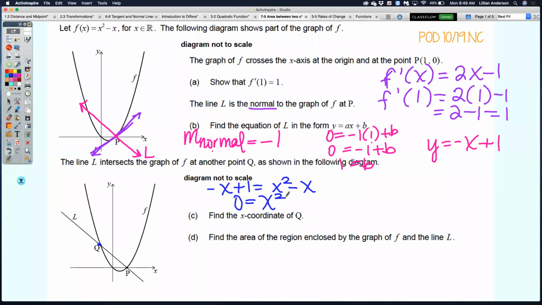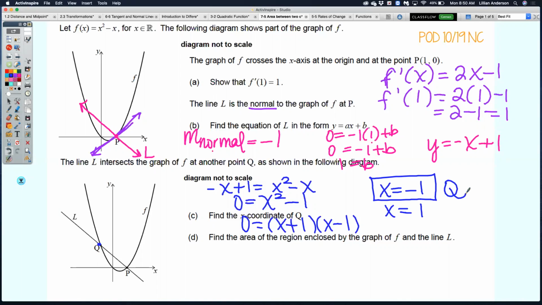Get everything to one side. If I add x over, the x goes away. If I subtract over the 1, I get x squared minus 1 equals 0. This can be factored into what? x plus 1, x minus 1. When I set them both equal to 0, I'll have x equals a negative 1 and x equals a positive 1. Which one represents the x coordinate of Q? The negative 1, because I knew the x coordinate of P was the positive 1 from earlier in the problem.